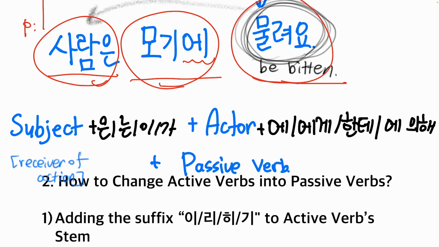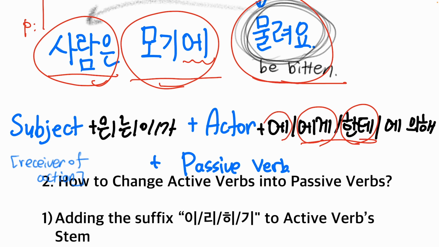So here, let me give you a quick particle lesson. 에게 and 한테, you probably know what this particle is. They mean either to a person or from a person, from or by a person. And when it's used with passive verbs, obviously, it's going to mean by or from. And 에게 and 한테 can only be used with a person noun or an animal noun.